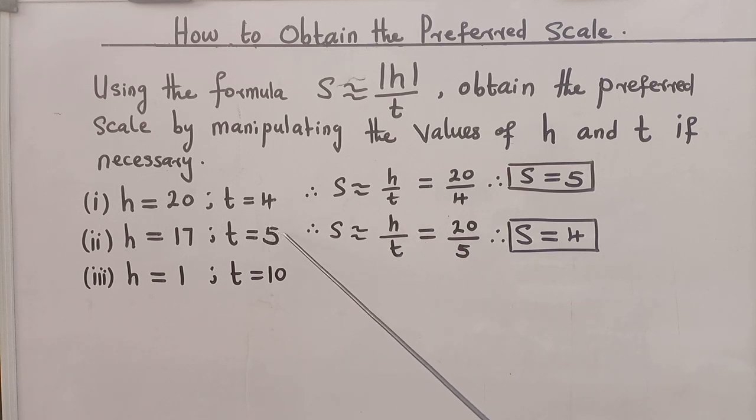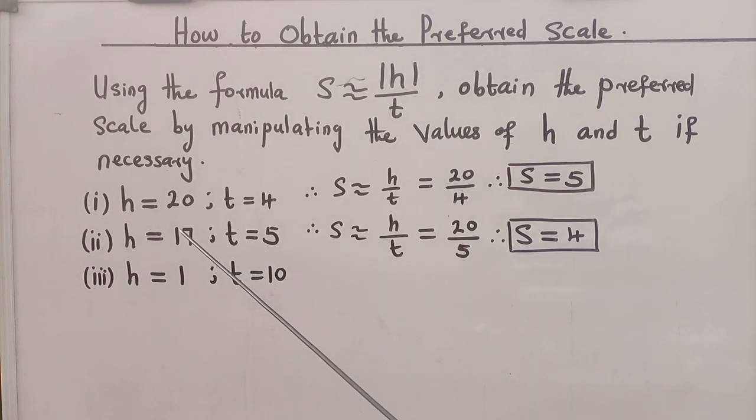Okay, let T remain the same, 5. That is 5 usable intervals. But if H is equal to 17 and T is equal to 5, I know that if I divide 17 by 5, I'm going to get a value which is not usable. For that reason, I manipulate it at this level by pushing this 17 up to the nearest value, which is not so far from 17, which will produce a whole number or any other preferred scale when 5 divides it.